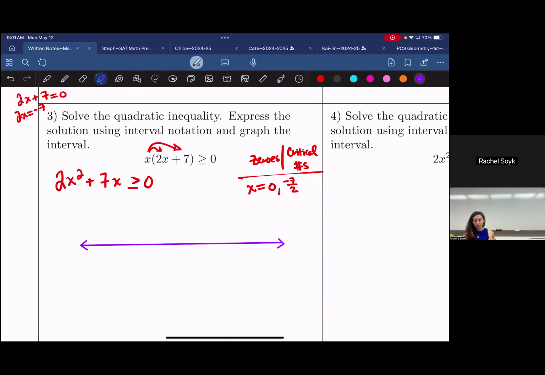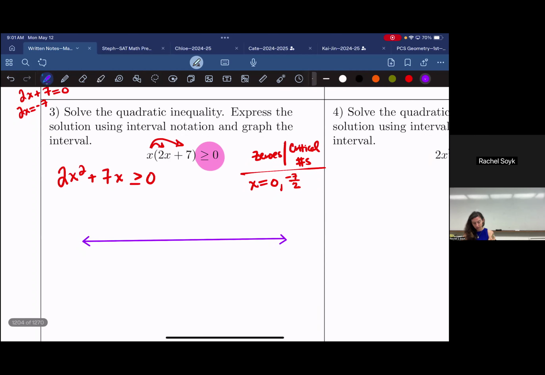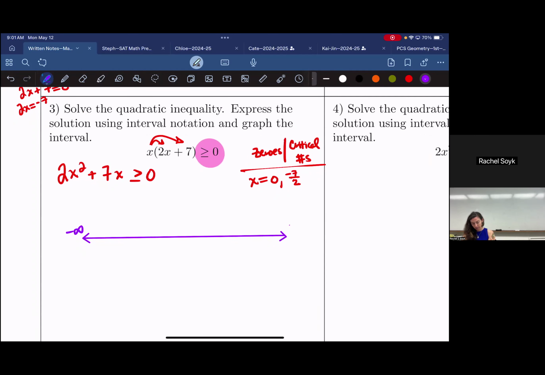Because it is greater than or equal to 0, are we going to have open circles or closed circles? Closed circles. Good. And now let's choose our test values. What's a number between -infinity and -7/2, which is the same as -3.5? Choose -10.